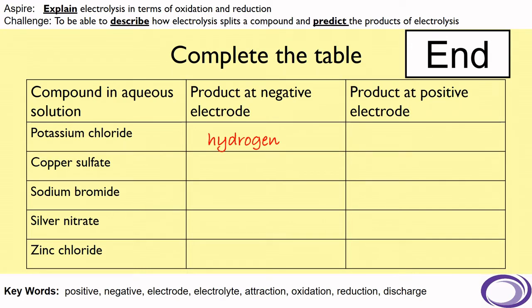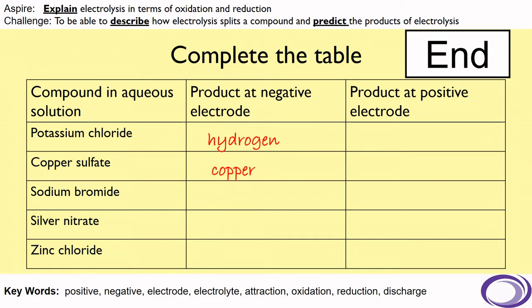Okay, so we're going to have a look at the negative electrode first. And obviously that means that is where our positive metal ions are attracted. Now, alongside the positive metal ions, we will also get the hydrogen ion attracted. And as potassium is more reactive than hydrogen, hydrogen gas will form.